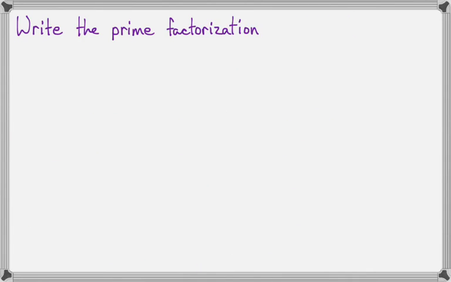So let's practice writing the prime factorization for a few numbers here. Here's 70. The first thing to do is just break it down any way that you can. When I think of 70, the first thing that comes to mind is 7 times 10. Now this is not the prime factorization because 10 is not prime. So I want to break the 10 down.